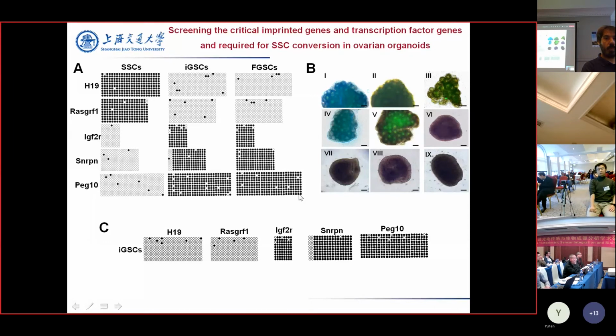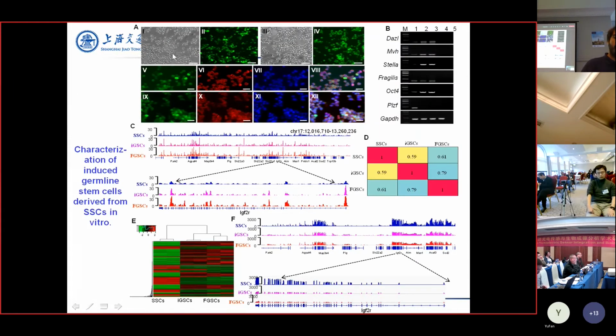So we can look at the morphology of the cell lines. This is FGSC. This is IGSC. That means we found 4 genes, H19, PLZF, Stella, and also Zfp57, that modify the cells through transgenic overexpression or knockdown, and we can see the morphology is similar, and the expression of the marker MVH is similar.